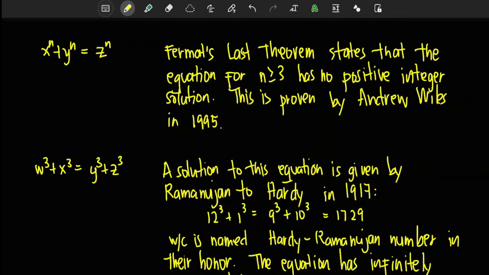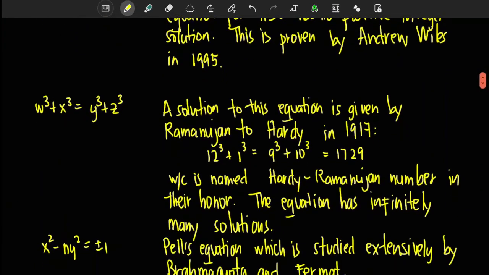The equation x to the n plus y to the n is equal to c to the n, also known as Fermat's Last Theorem, states that for n greater than or equal to 3 the equation has no positive integer solution. But Fermat failed to show the proof of his claim. Fortunately, this was already proven by Andrew Wiles in 1995.